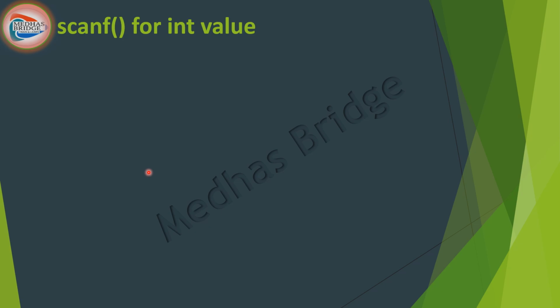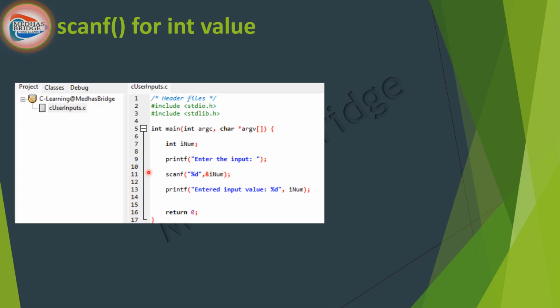Here is how you use scanf to read the input value as an integer. In this sample program, I have an integer variable, and then a prompt to the user, so that the user can understand that the program is waiting for input. Line number 11, the scanf statement, tells us the program is waiting for user input. This is a kind of blocking call. Until the user enters the value, the program does not move forward. Once the user enters the value, then it reads it.